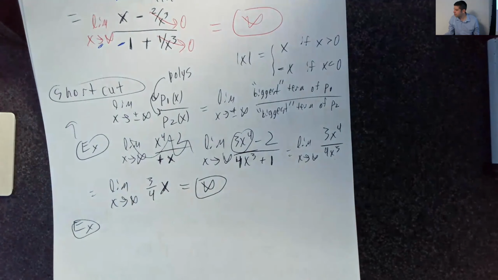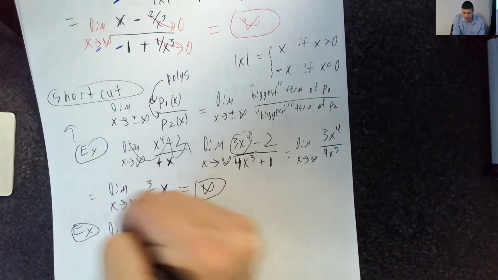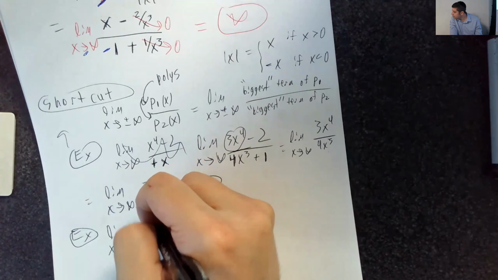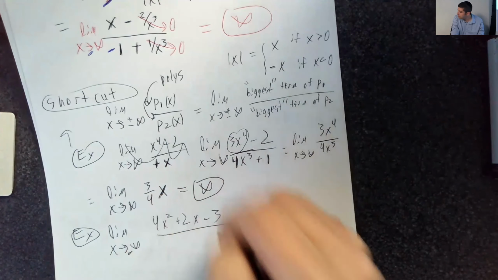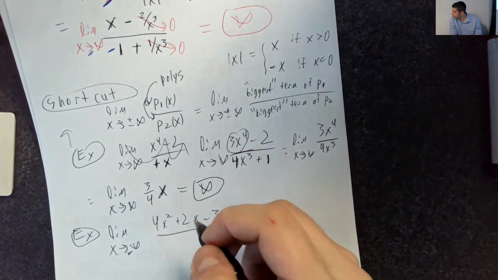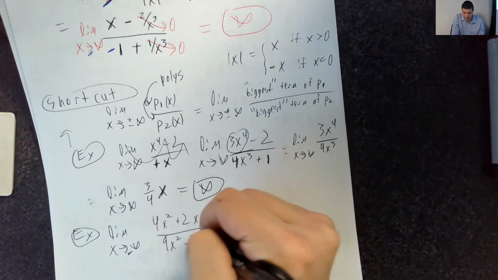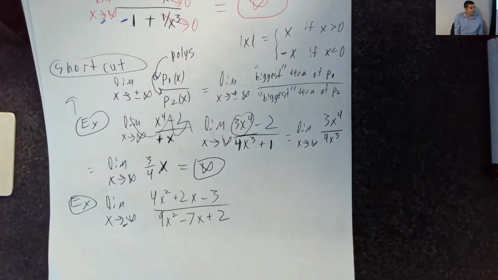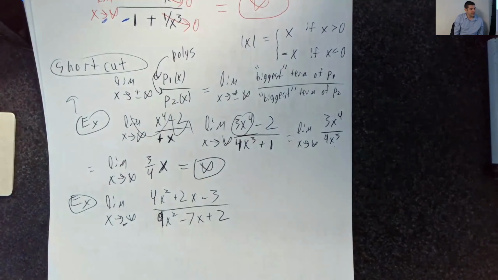Another example is the one we did. What would happen if we used the shortcut on the previous example? Let's go to negative infinity: 4x squared plus 2x minus 3 divided by 9x squared minus 7x plus 2. So we did this one. It took a while. What would happen if you use the shortcut?